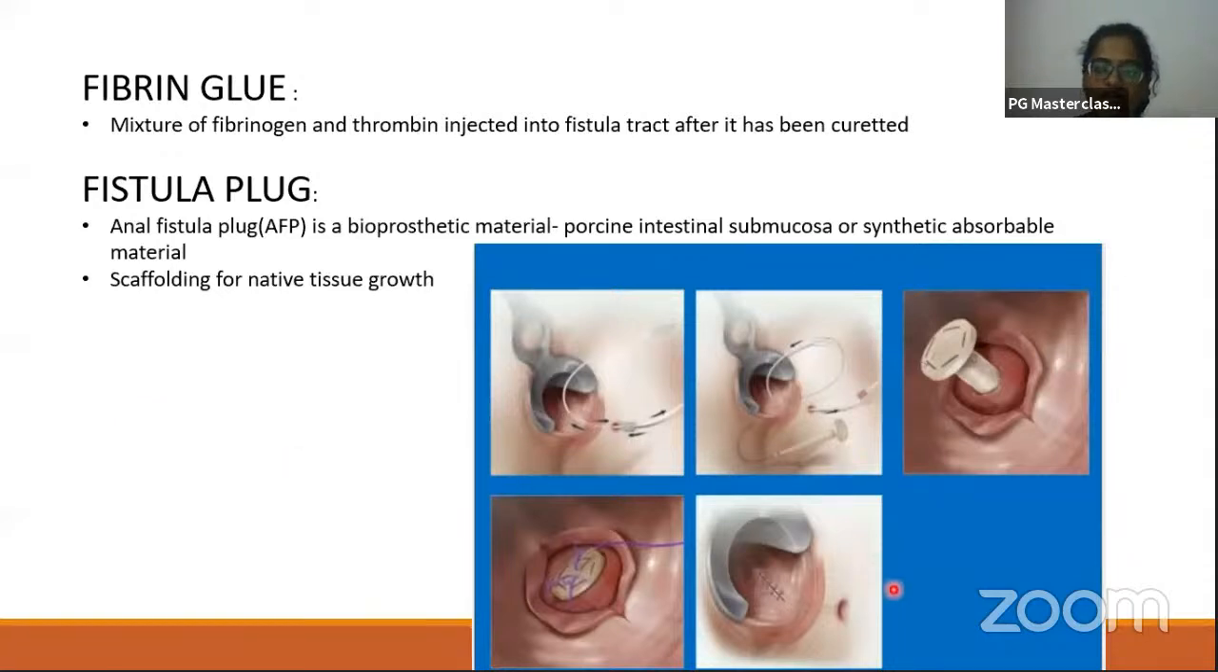This diagram shows how it is placed. Basically, the guide wire is passed from the external to the internal opening, and then the plug is placed on the internal opening and sutured there. It will act as a scaffolding for native tissue growth.